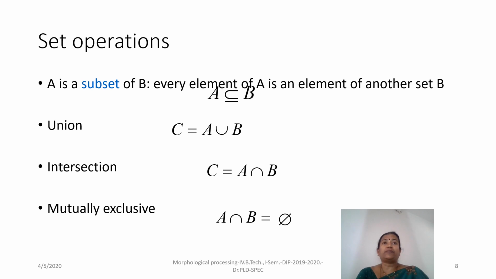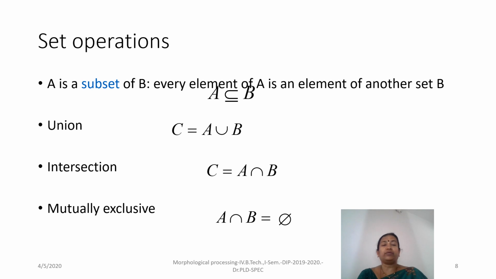Let us see the set operations here. A is a subset of B. As mathematics students know, this is how we represent A being a subset of B: every element of A is an element of another set B. That's the representation, A subset of B. Union, A union B. Intersection, A intersection B.